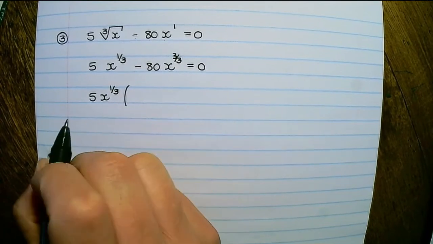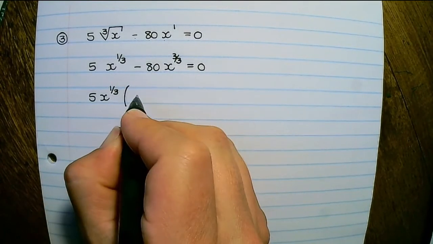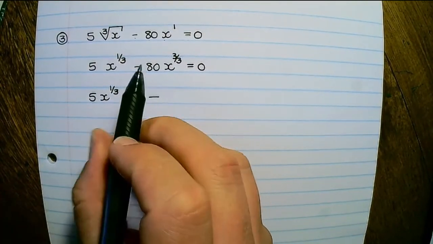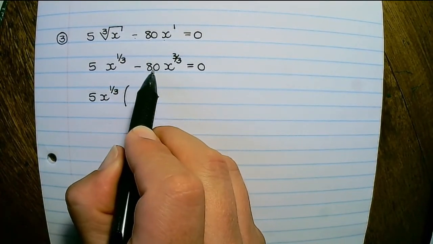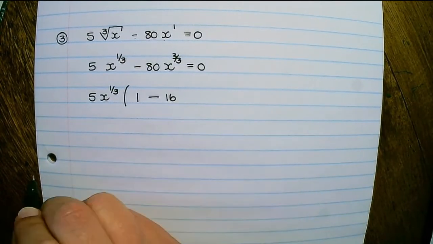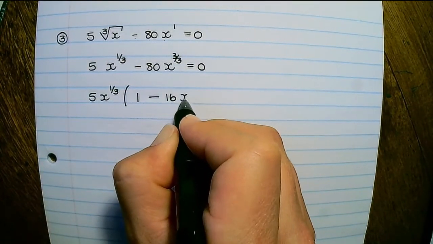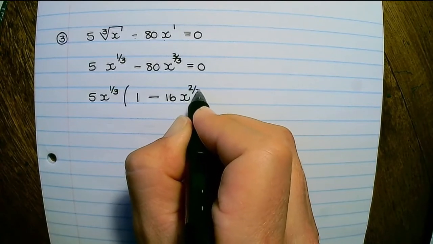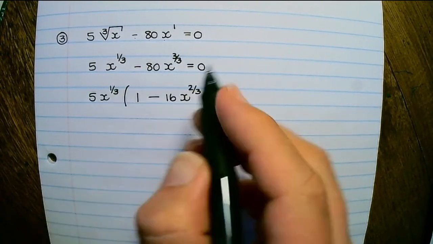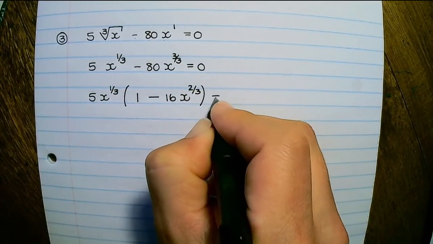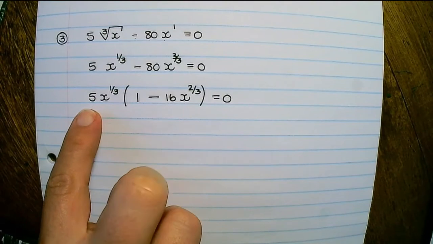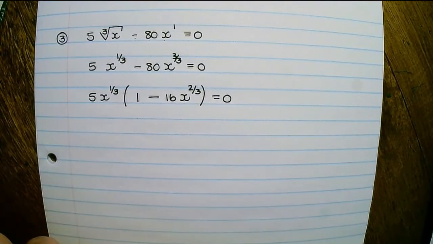And if I factorize, in the first term I'm left with a placeholder of 1. And in the second term, if I take out 5, it's 80 divided by 5, which is 16, and then x to the power of 2/3, because I've taken out or factorized 1/3. And that is equal to 0. So I simply took out the highest common factor.